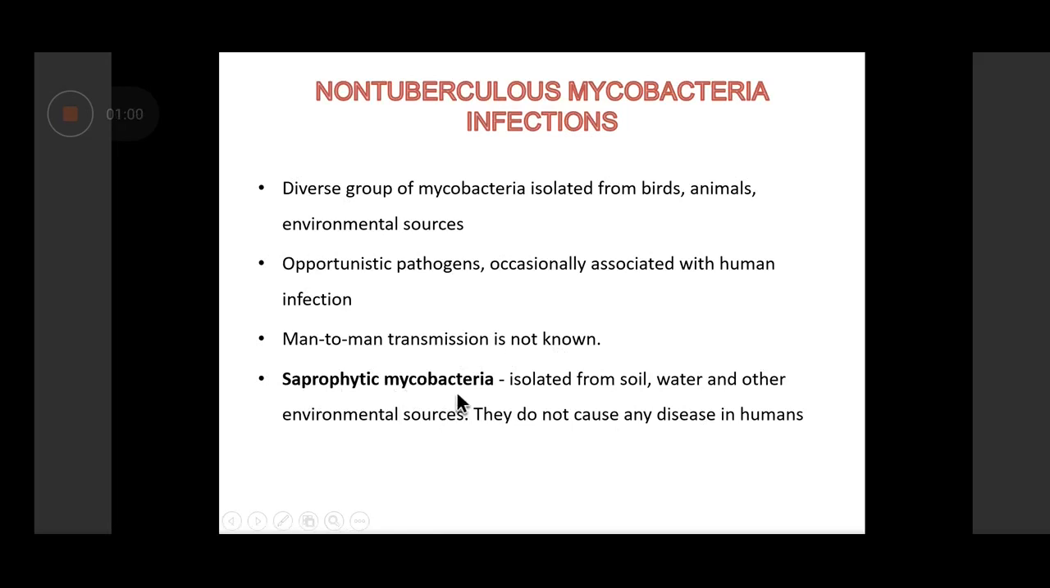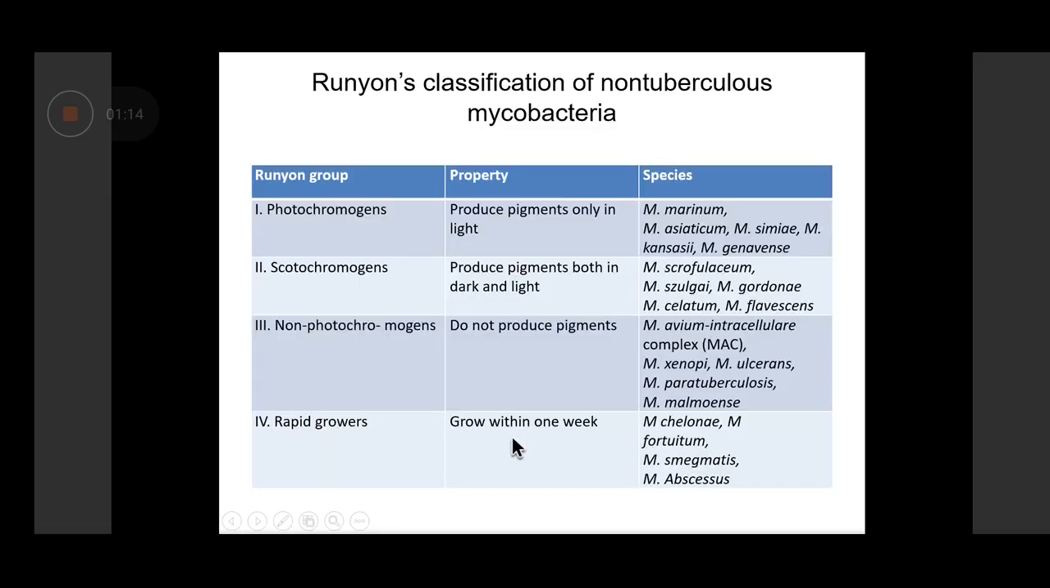And you have the saprophytic mycobacteria. These are the ones associated with soil, water, and other environmental sources. Per se, they don't cause any disease in humans. So we have NTM, and we have saprophytic mycobacteria, which do not cause any disease. These NTM are classified into 4 groups by the Runyon classification: photochromogens, scotochromogens, non-photochromogens, and rapid growers.